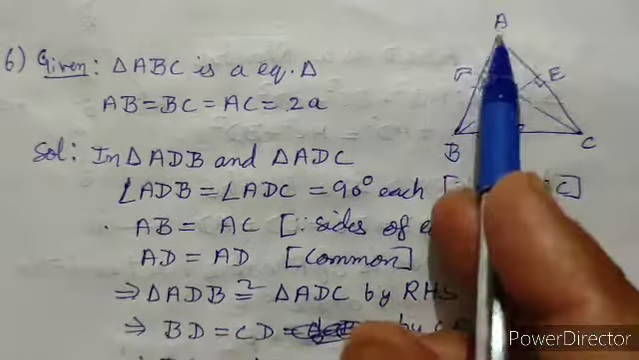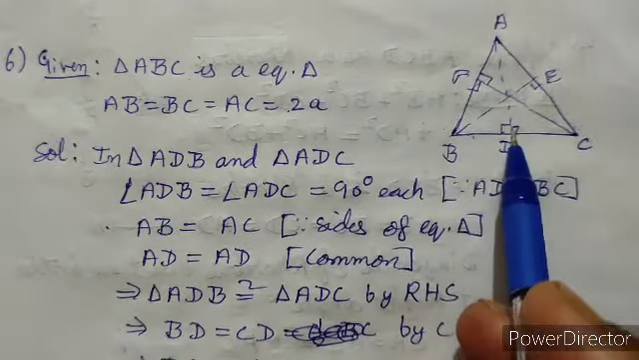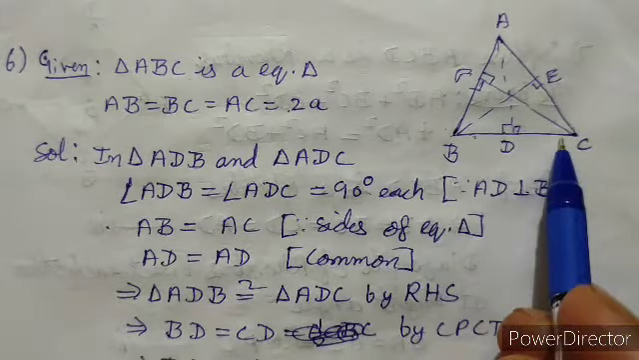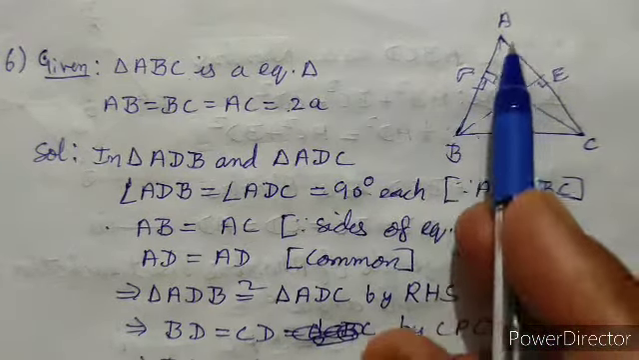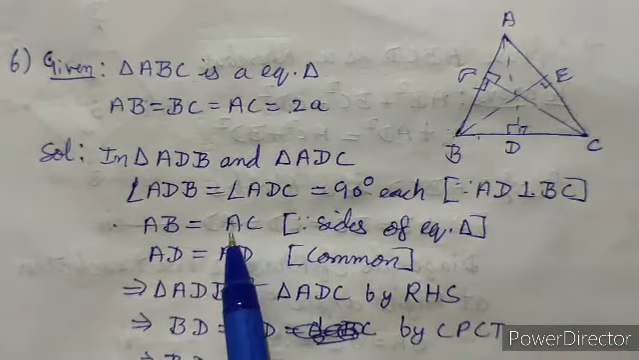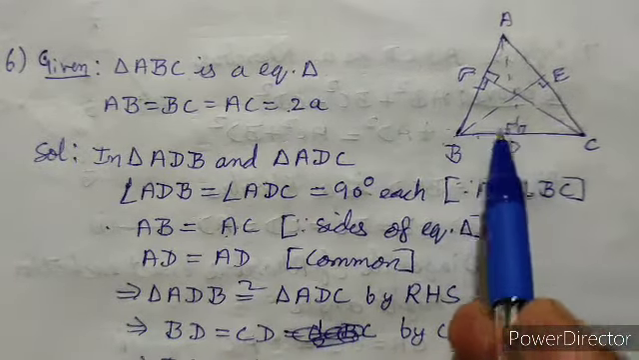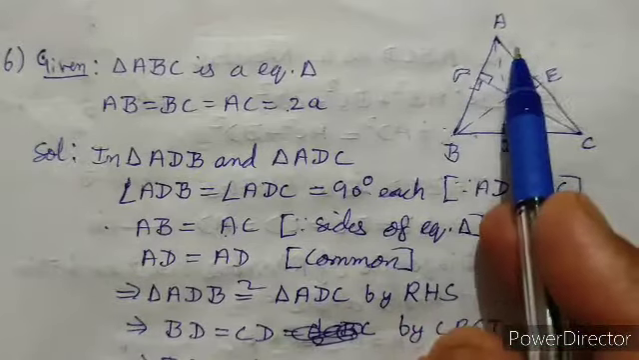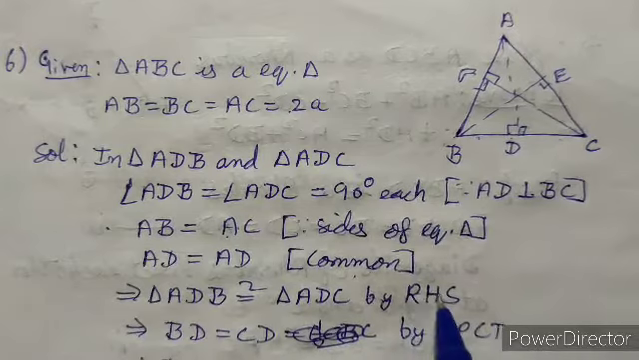In triangles ADB and ADC, angle ADB will be equal to angle ADC, and that is equal to 90 degree each, as AD is perpendicular to BC, or AD is the altitude on BC. Now AB will be equal to AC, sides of an equilateral triangle. Now AD will be equal to AD, common side in triangles ADB and ADC. That means triangle ADB is congruent to triangle ADC by RHS.